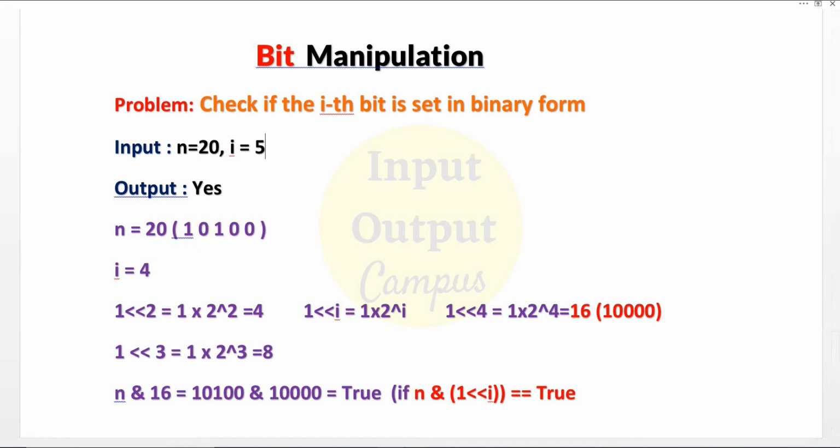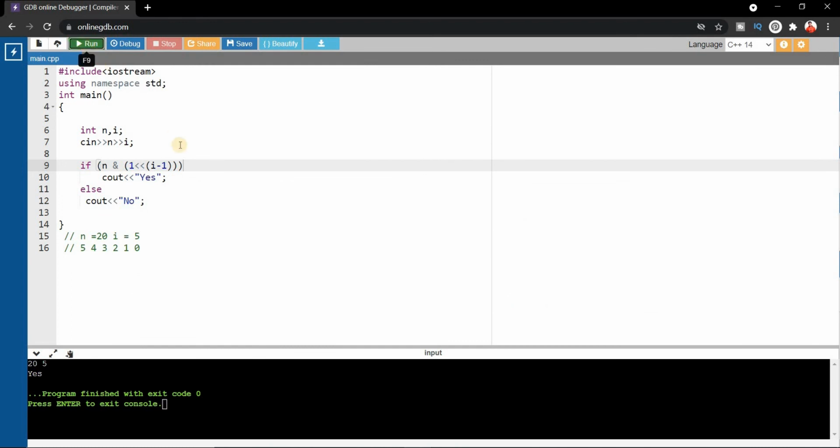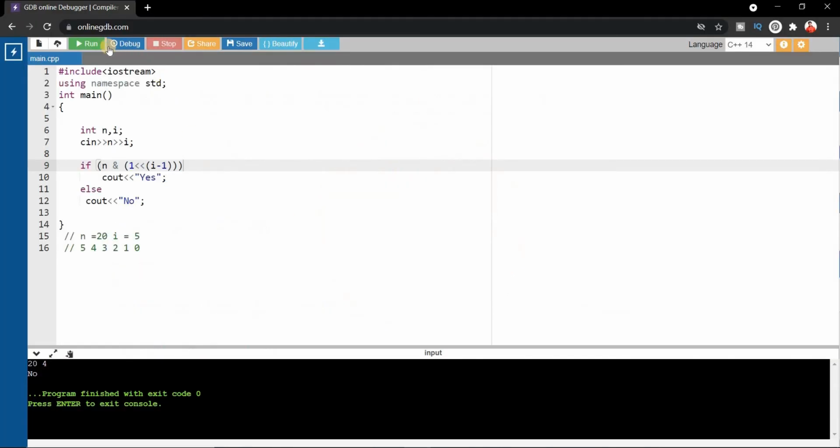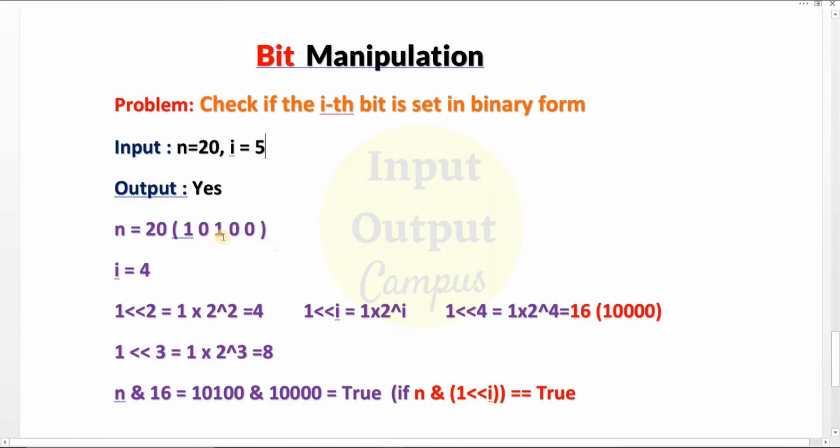So let's check it. Let's write again n equals 20 and i equals 4. So no, that is, the fourth bit is not set. This is the fourth bit and this is not set. So let's check it for this third bit. So this is 1, 2 and 3. This third bit is set, and let's check it again. So let's run it. So n equals 20, and we want to check it for position 3. Okay, yes. So the third bit is set.